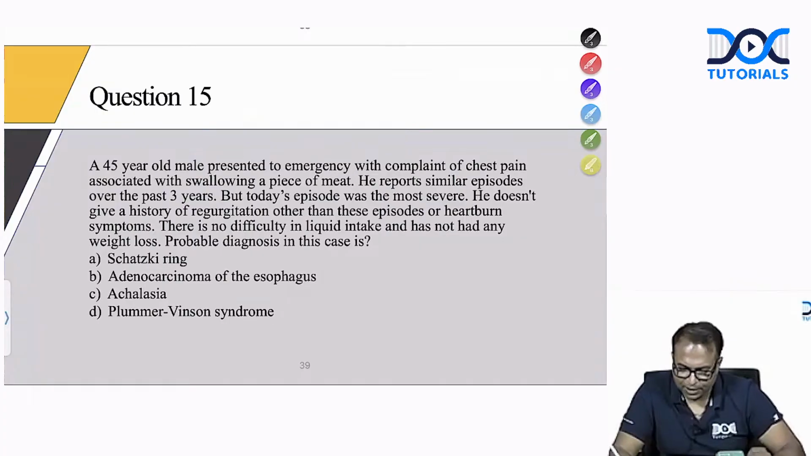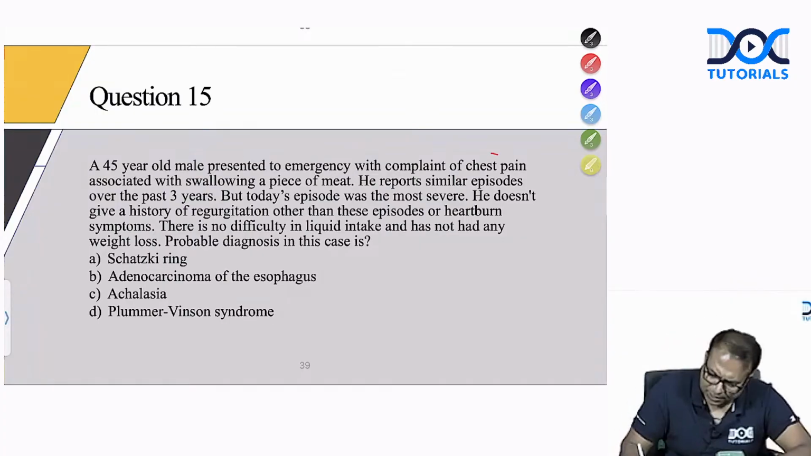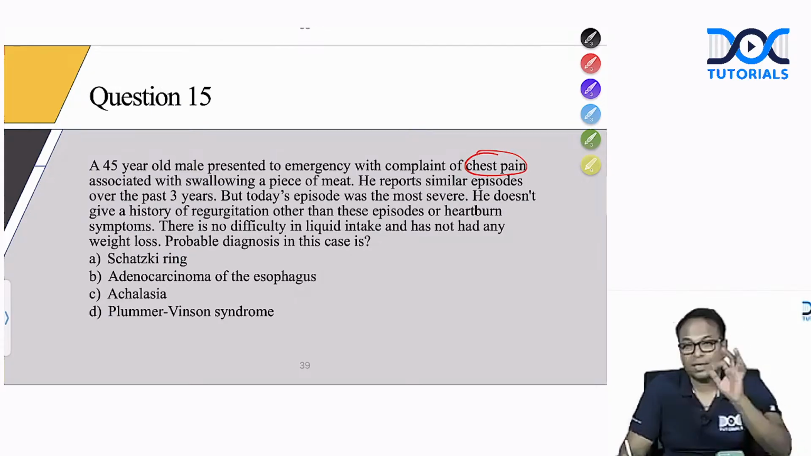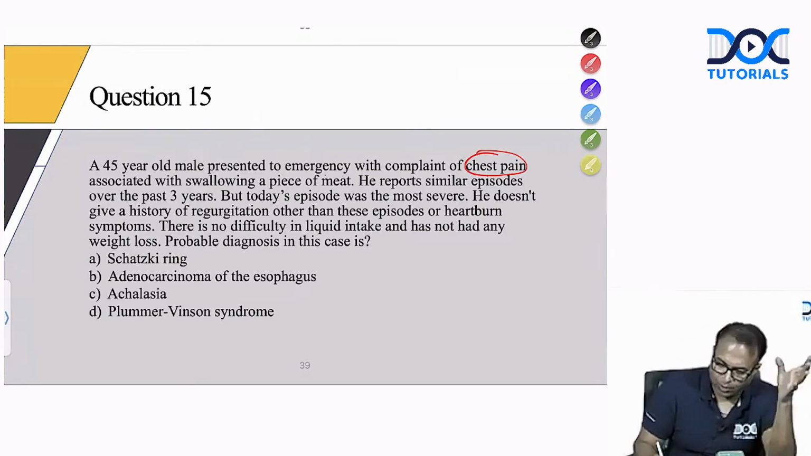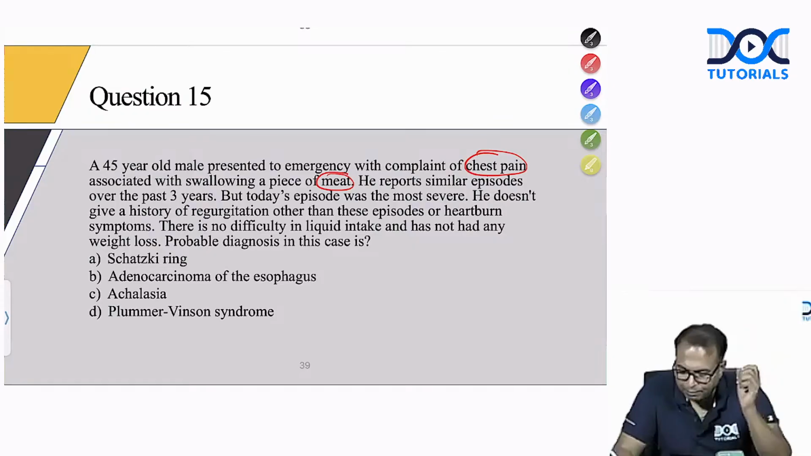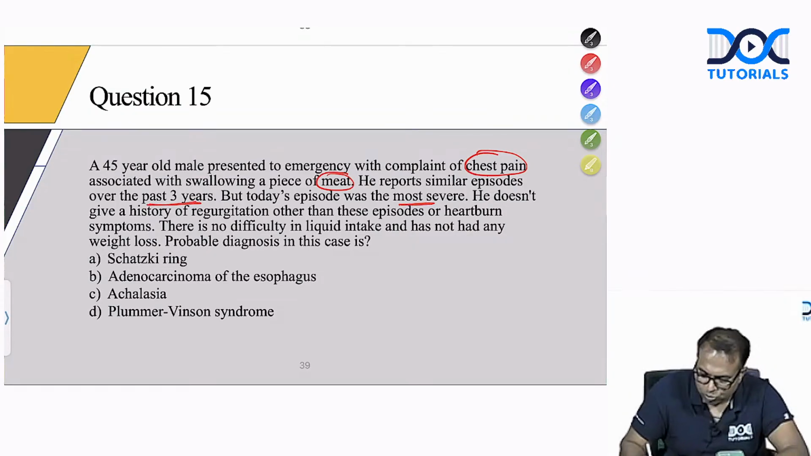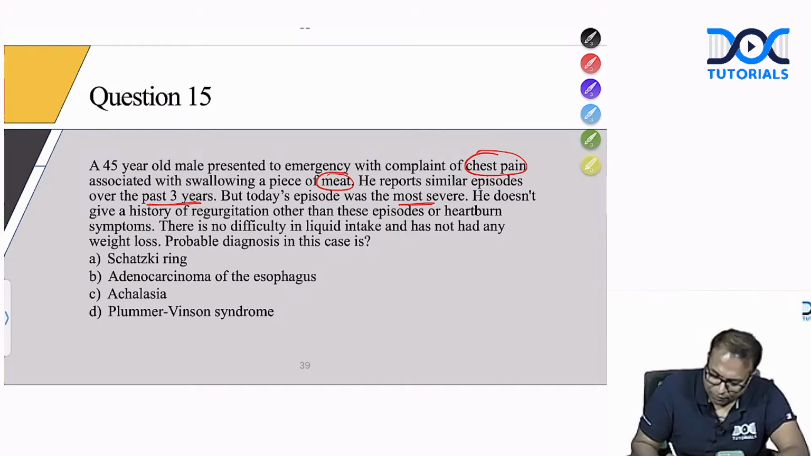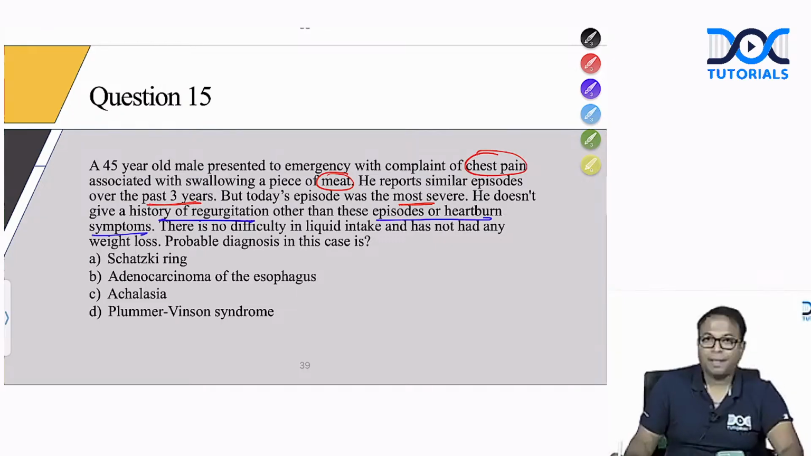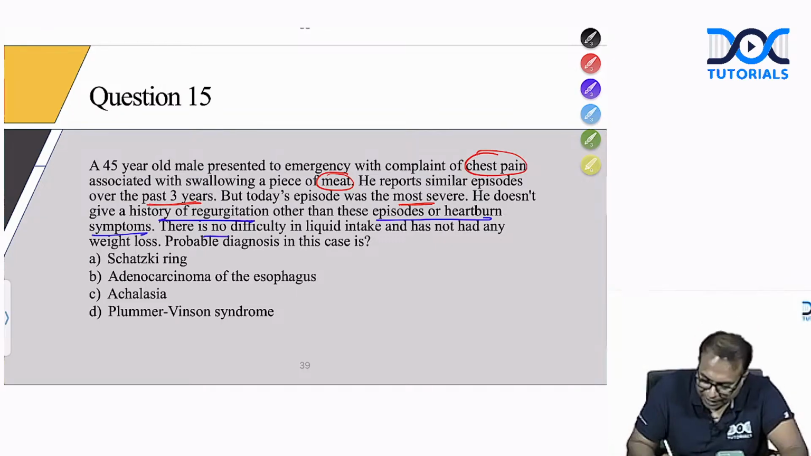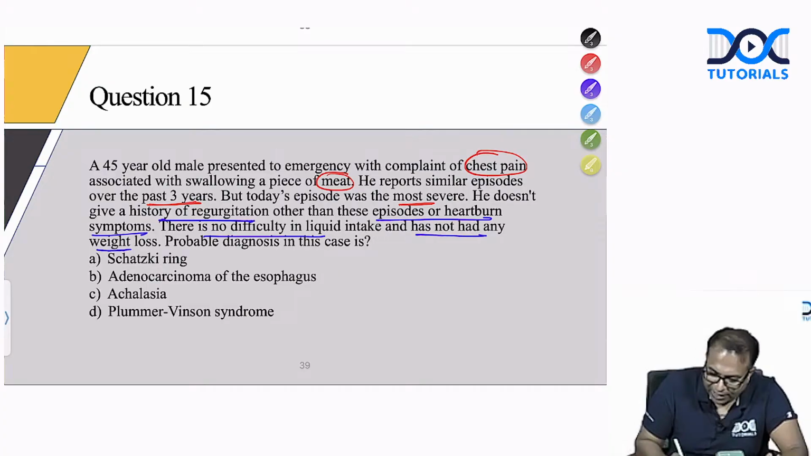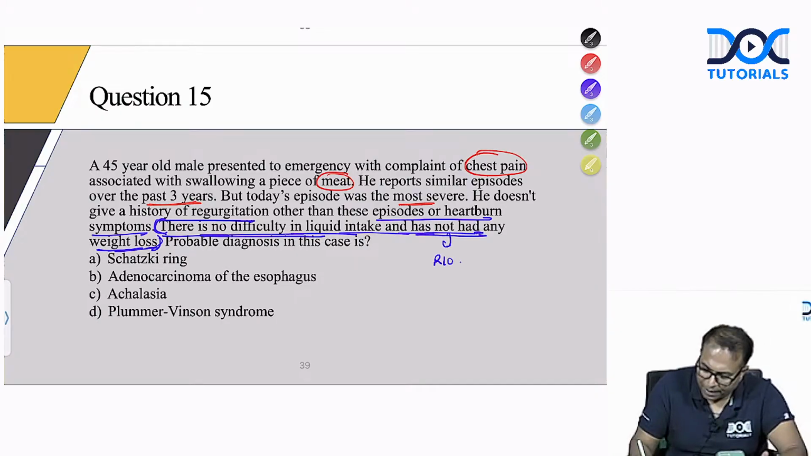A 45-year-old male presented to emergency with complaints of chest pain. Interesting MCQ. Chest pain with swallowing of a piece of meat. He reports similar episodes over the past 3 years, but today's episode was most severe. He doesn't have any history of regurgitation other than a few episodes of heartburn symptoms. There is no difficulty in liquid intake and no weight loss. This line is given mainly to rule out achalasia.